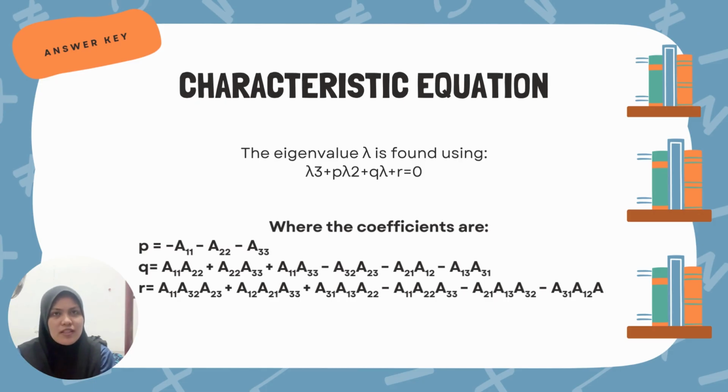This is a bit technical, but here's a rough idea. P equals the negative sum of the diagonal elements of A, which is survival in the same stage. Q equals the sum of products of pairs of survival and transition elements, and R is a more complex interaction, which is triple products. When we solve this equation, we get 3 lambdas, which are the eigenvalues, but we usually care about the largest one because it tells us the long-term growth.